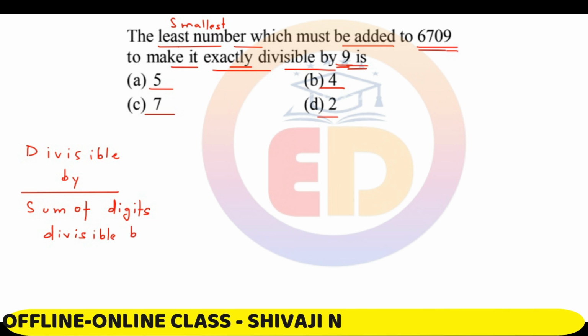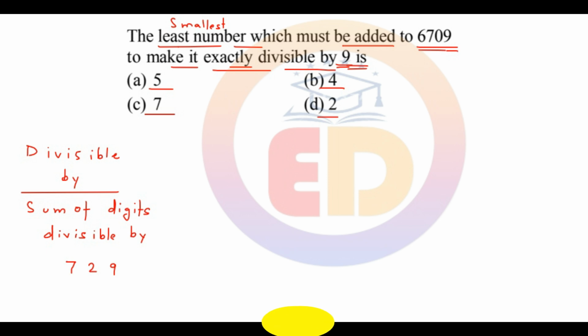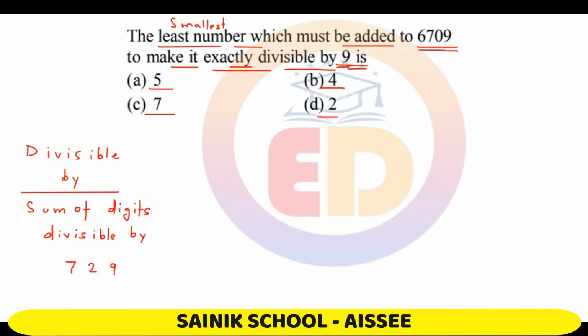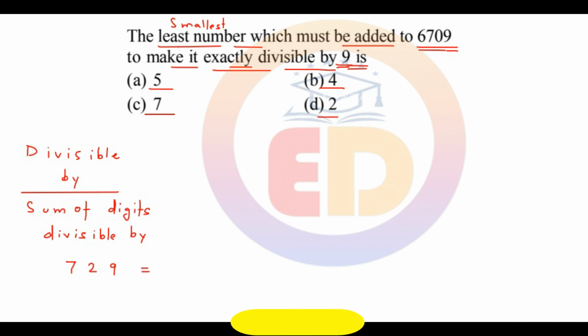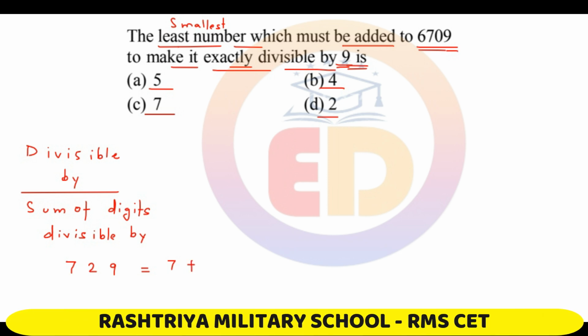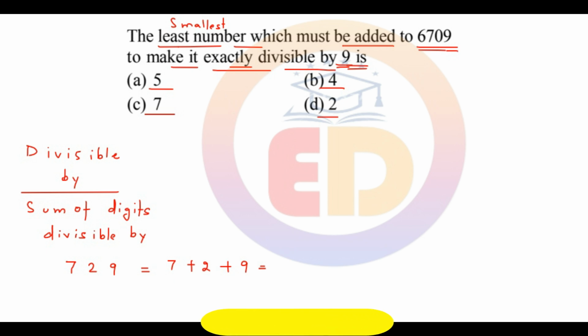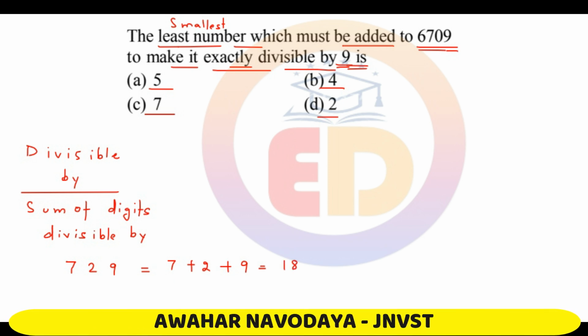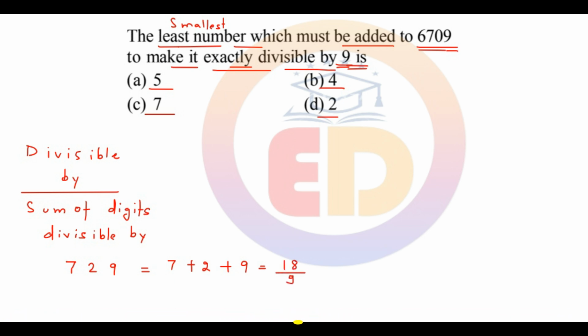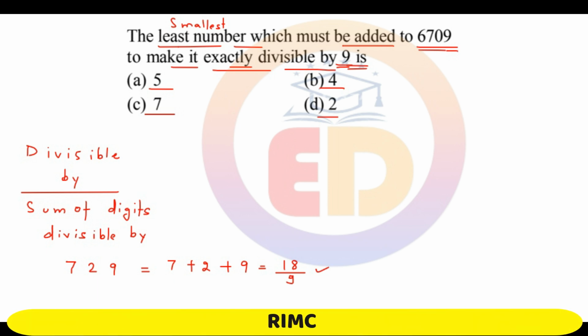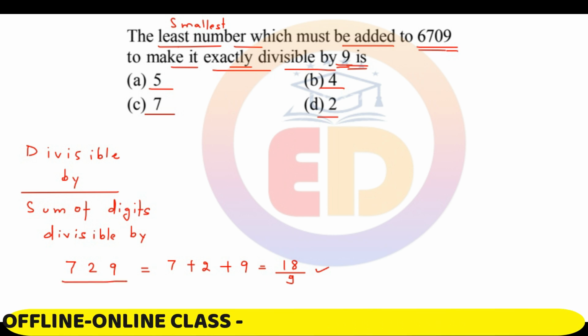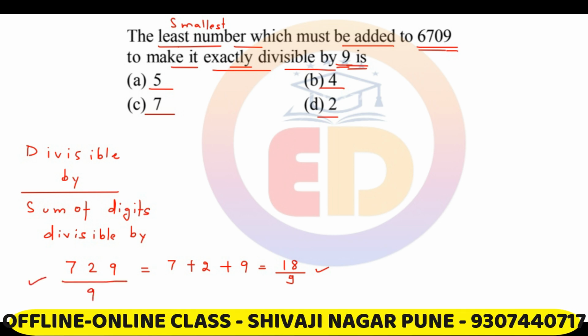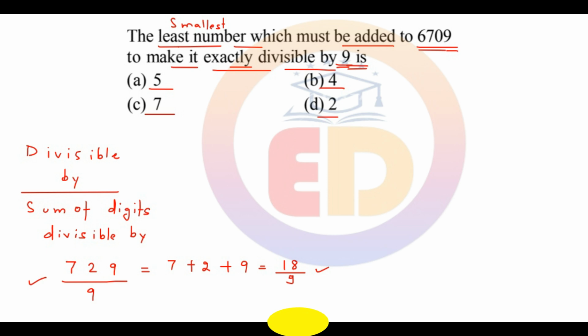For example, if I take a number 729, let us do the sum of the digits. Sum of the digits of 729 will be 7 plus 2 plus 9. 7 plus 2 is 9, 9 plus 9 is 18. Friends, 18 is divisible by 9. So, since the sum of the digits 18 is divisible by 9, then we can say that this complete number will be divisible by 9. This is the divisibility rule of 9.